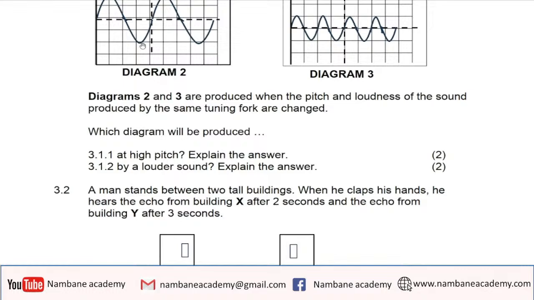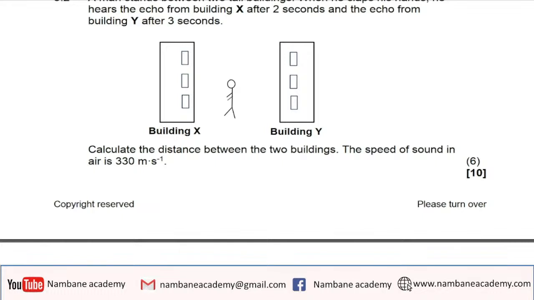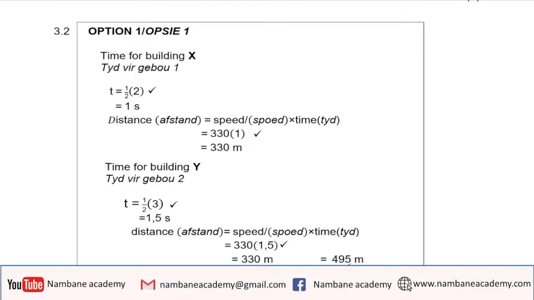For question 3.2, a man stands between 2 buildings. When he claps his hands, he hears the echo from building X after 2 seconds and the echo from building Y after 3 seconds. The drawings are given as they are, and then the question is to calculate the distance between. For us to calculate the distance, we take the given time and multiply by a half. So multiplying by half is going to be 1 mark. 2 multiplied by a half gives 1 second, and then we calculate the distance.